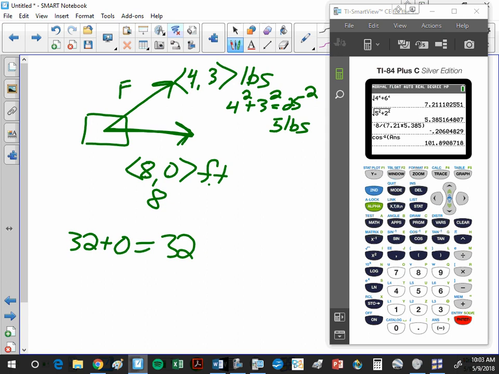Okay, we'll get to that in just a second. So 4 times 8 is 32, 3 times 0 is 0, so 32 foot-pounds, or pound-feet, which is not how we say it.